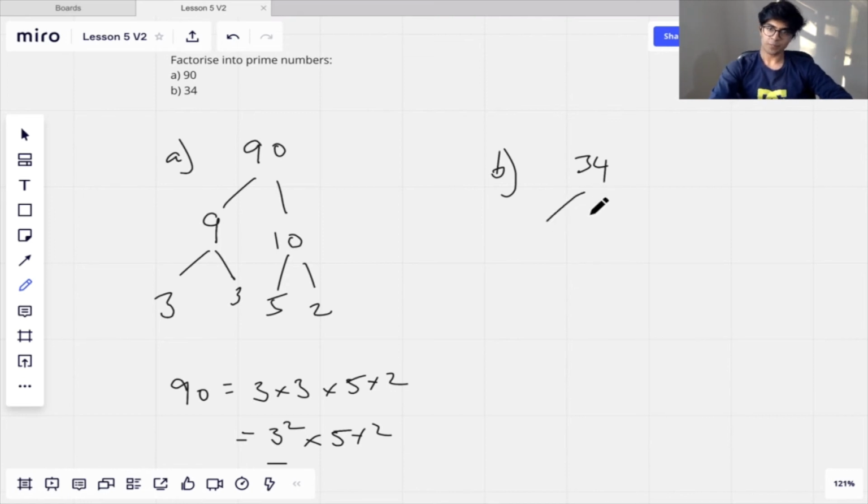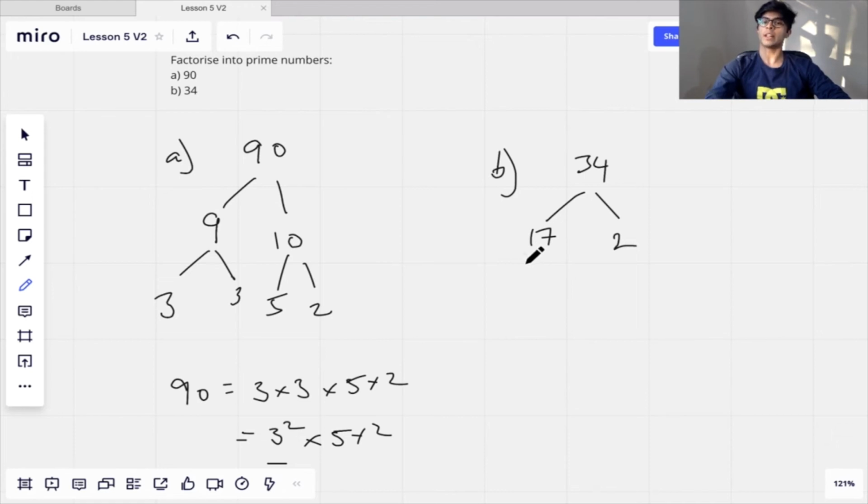Okay, 34. I see 34, I know it's an even number because 4 is an even number. So I know it can be divided by 2 pretty easily. So 34 divided by 2 is 17. And 17 is actually a prime number, isn't it? Because I'm thinking through my divisibility rules, is there anything I can divide 17 by? I know I can't divide it by 2. I know I can't divide it by 3 because 7 plus 1 is 8, which isn't divisible by 3, because that's our divisibility rule for 3.